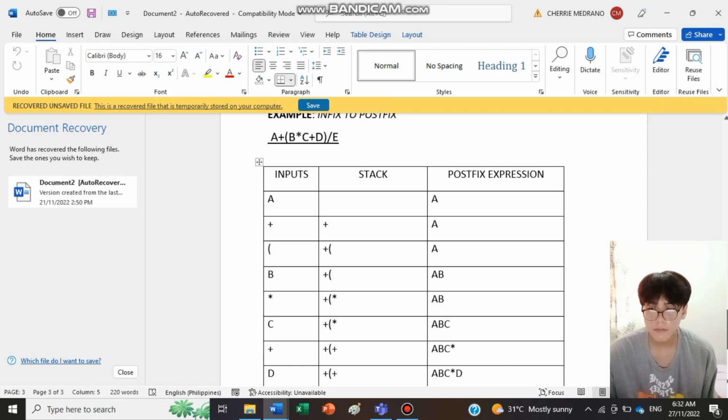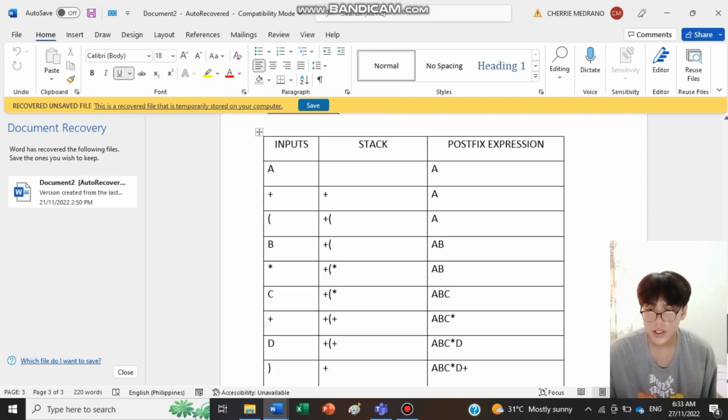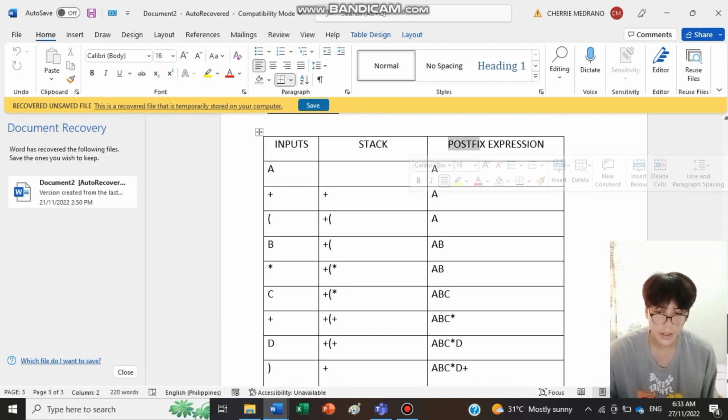Next we have the D. Sorry, D. It is an operand, so of course we're going to store it into our postfix string or postfix expression. For the stack, we have the plus operator, parentheses, then plus. And now in our postfix expression, we have A, B, C, times, D.